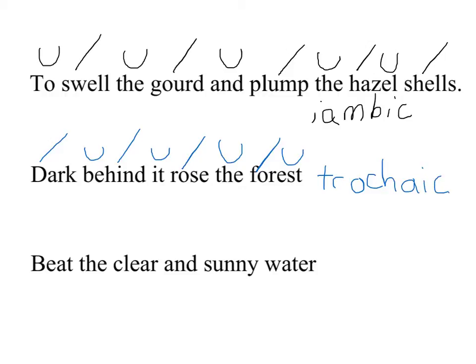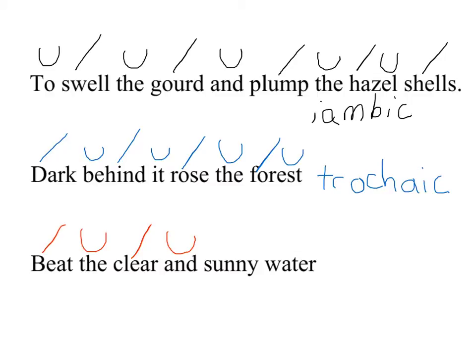One more. Beat the clear and sunny water. We want to identify our monosyllabic words that are strong: beat, clear. We want to identify our weak words: the, and.